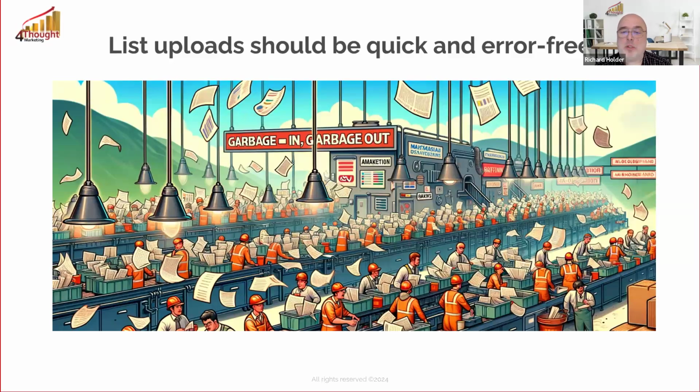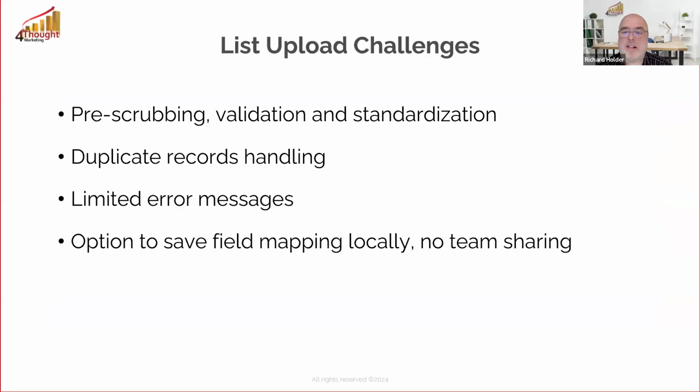In a perfect world, list uploads would be quick and error-free. However, what takes place behind the scenes is often like this picture. It's a complex, multi-step, manual process to meticulously review and prepare lists, catch and correct potential errors, and validate and normalize the data to meet your company standards. In addition, the way Eloqua handles duplicate records may not work for your company.